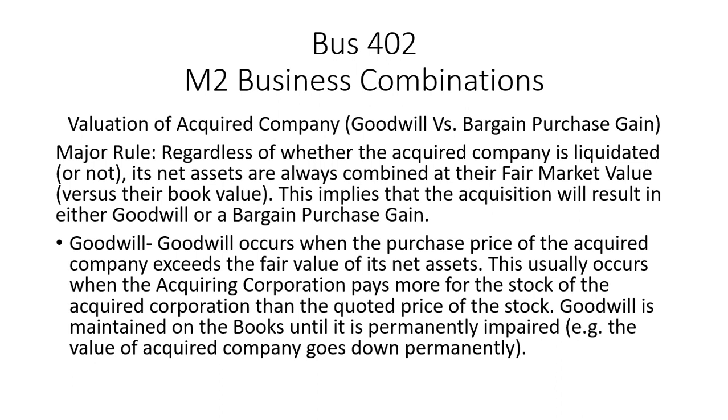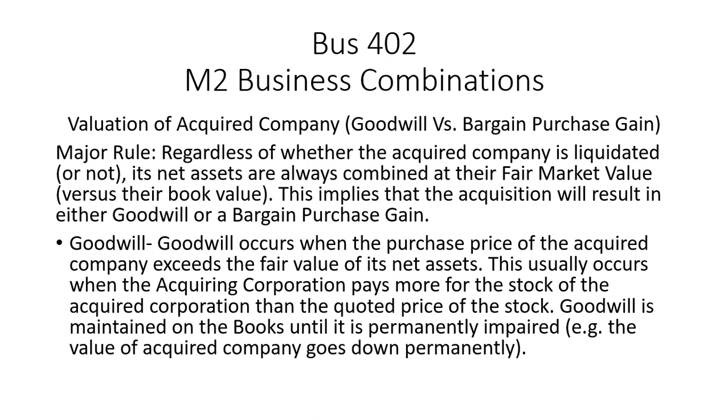Goodwill occurs when the purchase price of the acquired company exceeds the fair value of its net assets. So you're paying more for a company. If a company's stock is trading at $10 and you buy it for $12 a share, you're going to record $2 a share of goodwill. This occurs when the acquiring company pays more for the stock of the acquired company than the quoted market price of the stock. That's just what I said. If company B's stock is trading at $10, and company A buys it for $12, you've got $2 of goodwill.